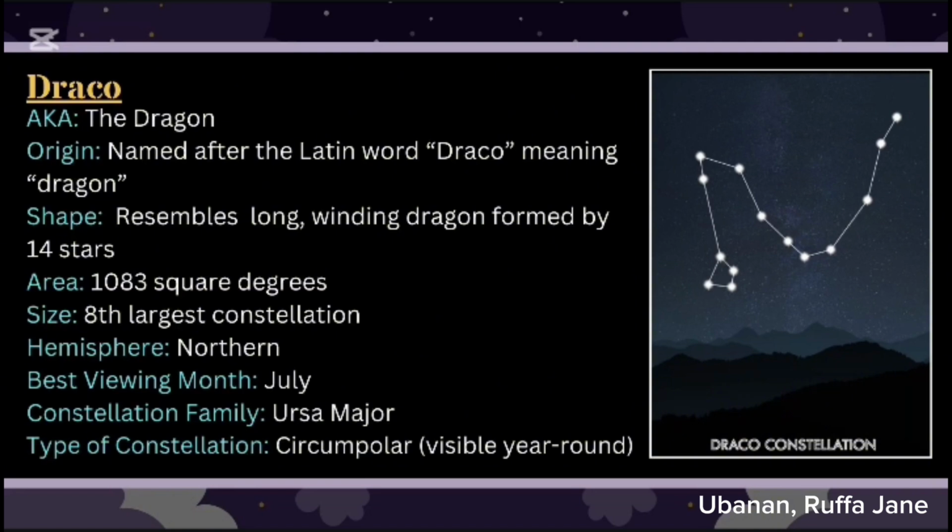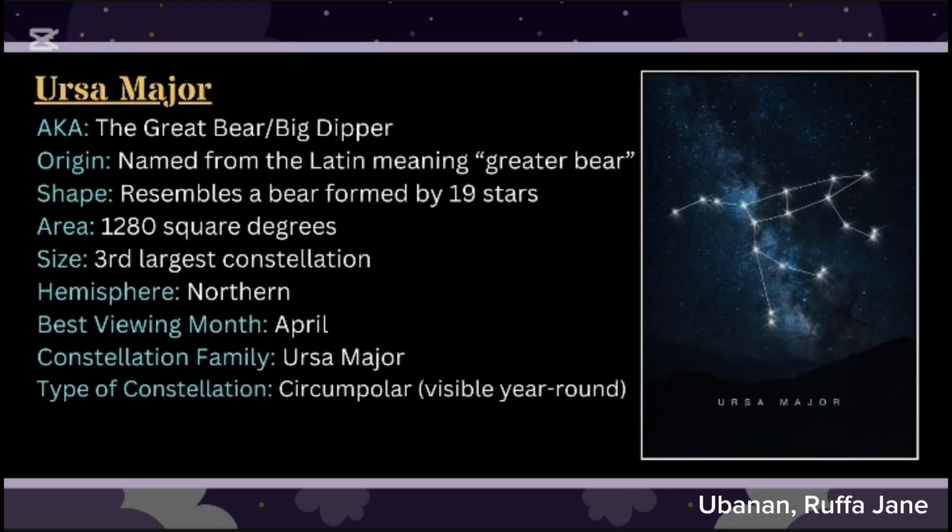The fourth is Ursa Major, also known as the Great Bear or Big Dipper, a constellation named after the Latin phrase Ursa Major, meaning greater bear. It's shaped like a bear formed by 19 stars. The name Great Bear comes from the constellation's shape, which resembles a bear with a long tail. The Greeks and Romans saw these patterns of stars and named it after the mythical creature.